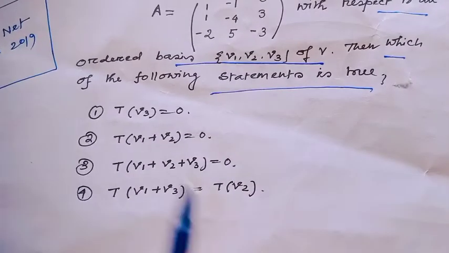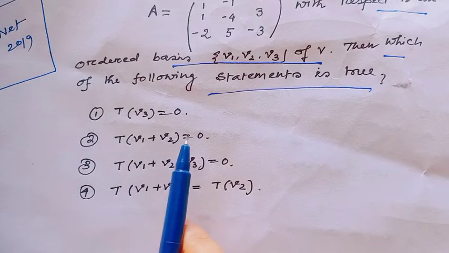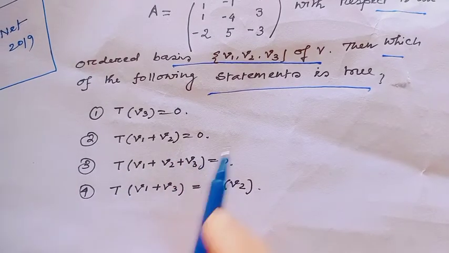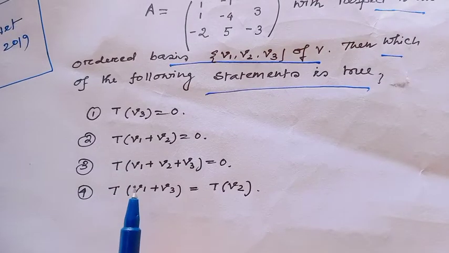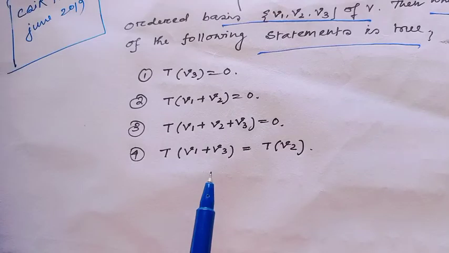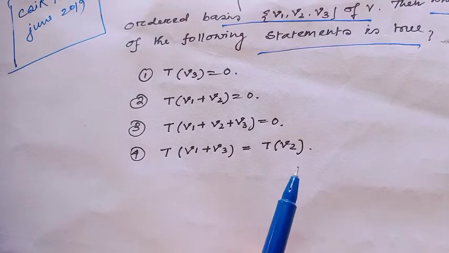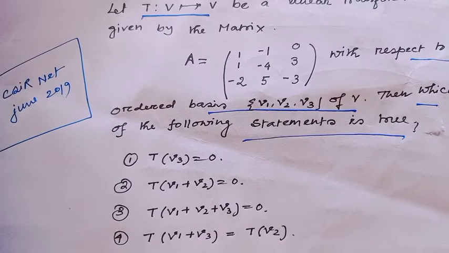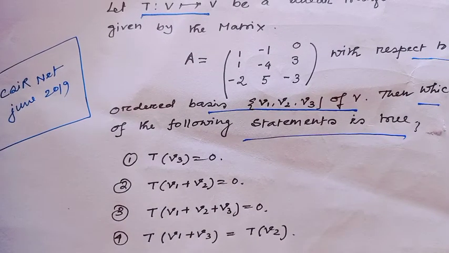Option 1: T(v3) equals 0. Option 2: T(v1) plus v2 equals 0. Option 3: T(v1 plus v2 plus v3) equals 0. Option 4: T(v1) plus v3 equals T(v2). Let's see the options. This is just a basic topic.